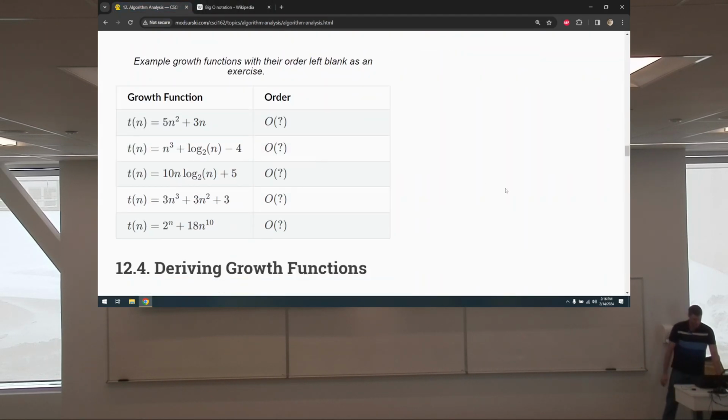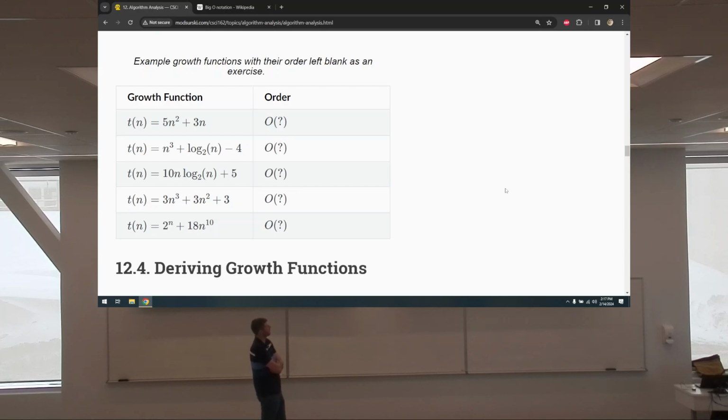So here's a quiz. 5n squared plus 3n. What would it be big O of? n squared. Why? Because it's bigger. You've caught on. Remember, I told you, the computer scientists are lazy. You shouldn't have to think too hard about any of these ones. n cubed plus log base 2 of n minus 4. What do we got? n cubed.